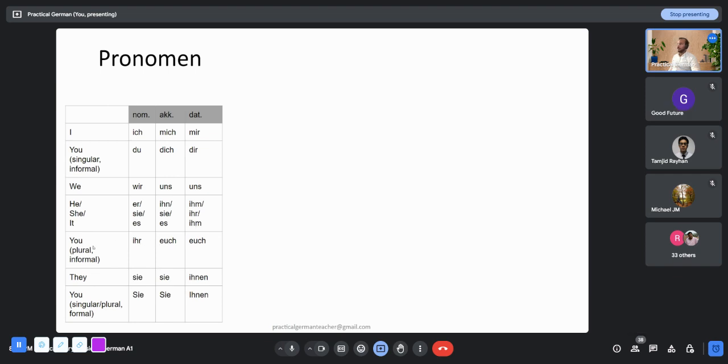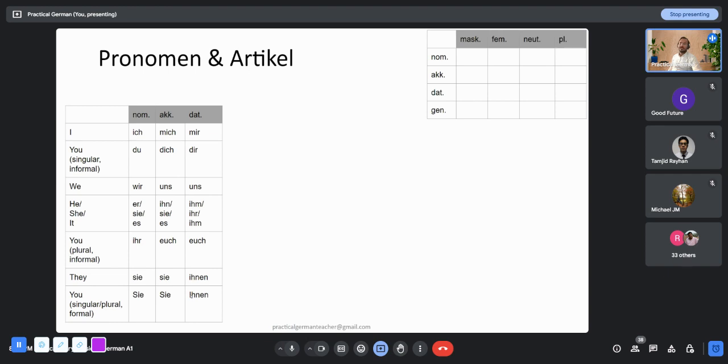When you are plural informal, you have euch. Again, euch remains euch. Then you have ihnen. Here the I is small, here the I is capital. Question? Someone raised their hand. Okay, no question. So these are the pronouns. It's not that difficult to learn. Just 27 pronouns. You guys have memorized a lot more things when you're preparing for engineering exams.